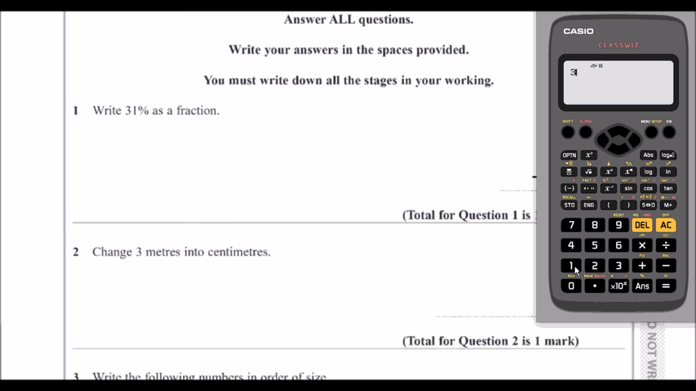If you did want to use the calculator, you could write 31 and then the percent button. So 31%, so that was shift and then ANS on this calculator. Press equals and it will convert it to a fraction, or if you press the S to D button, a decimal as well.